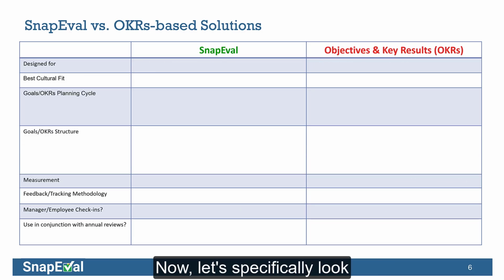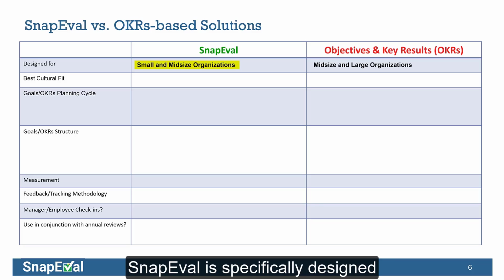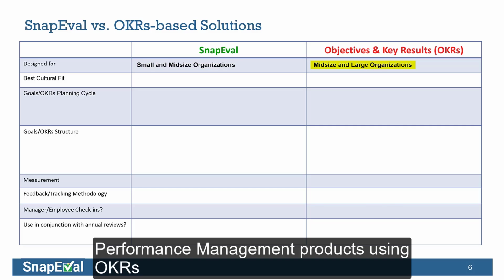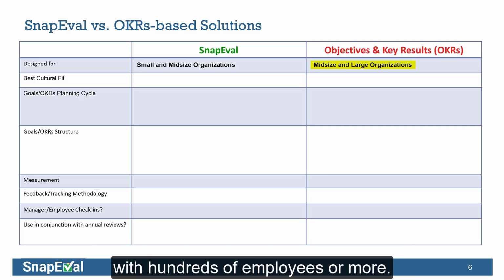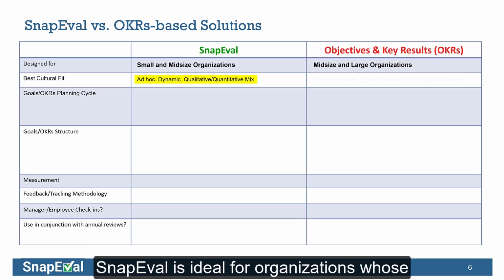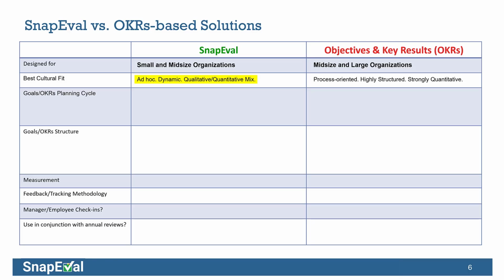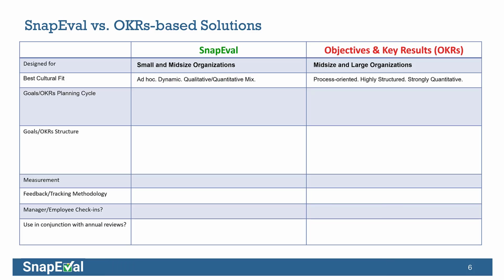Now, let's specifically look at SnapEval versus OKRs-based performance management solutions. SnapEval is specifically designed for small and mid-sized organizations ranging from less than 10 employees to over 1,000 employees. Performance management products using OKRs are generally designed for organizations with hundreds of employees or more. SnapEval is ideal for organizations whose workers have a wide variety of tasks that can vary greatly on any given day. Their job functions may yield a mix of qualitative and quantitative results.